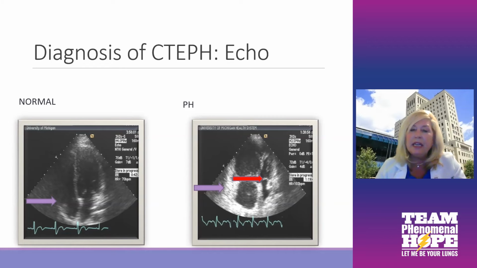On the left-hand side, there's a normal slide. Again, the right side of the heart is on the left side of your screen, and the left side of the heart is on the right side of your screen. The purple arrows show the right side of the heart. On the normal side, the right side of the heart is a little bit smaller than the left side. It looks good. The top chambers of the heart look good.